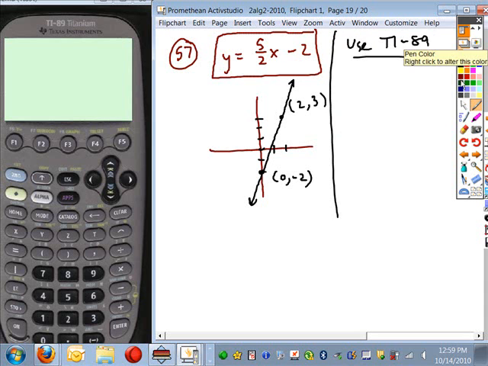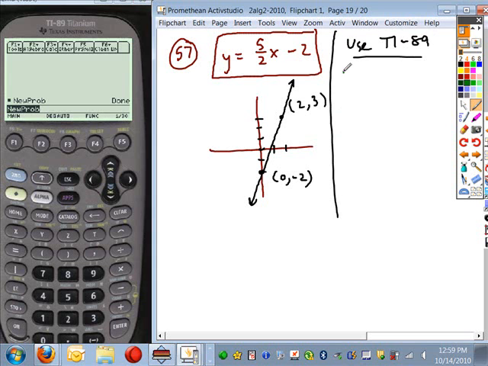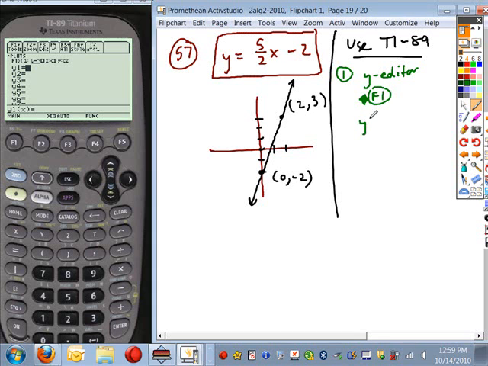Again, it is pretty straightforward. I mean, hopefully you don't need to use your calculator to answer these, but if you wanted to use it to check it, go to the y-editor. So remember, the y-editor is located at the green diamond F1 button. So if you go green diamond F1, you can go into your y-editor. You can clear out anything that happens to be in there. And you're going to type this equation into your y-editor.